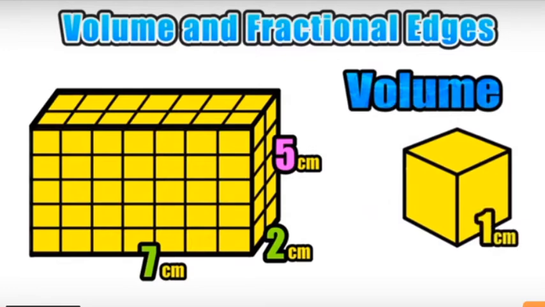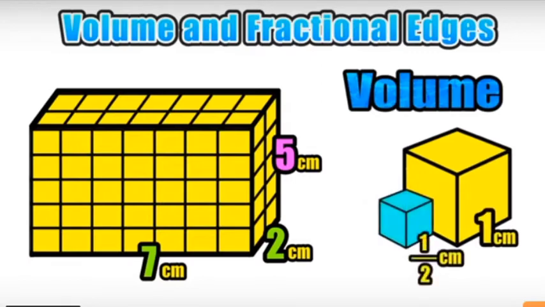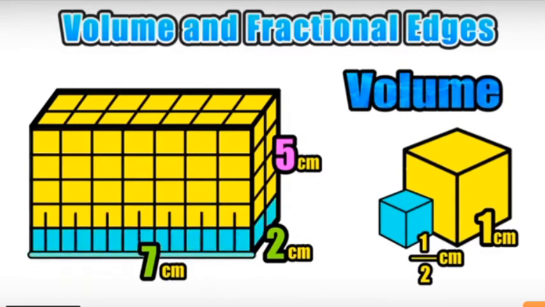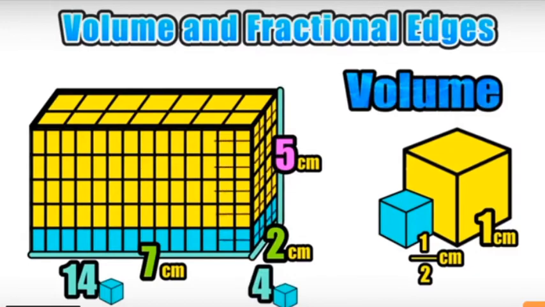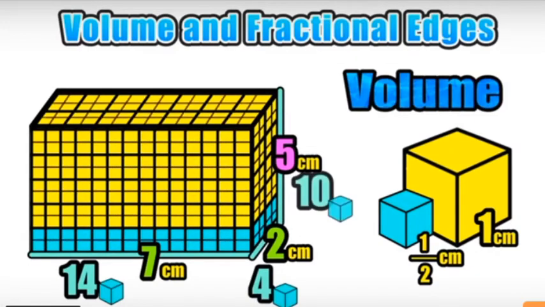For example, what if instead of expressing volume in 1 centimeter unit cubes, we wanted to express it in half centimeter unit cubes? Now, since this is a smaller unit, we should see that it's going to take several more of these smaller 1/2 centimeter unit cubes to fill the entire rectangular prism. Now, since the dimensions are half the size, we have to divide the length, the width, and the height by 2. Now, what this does is it doubles the amount of cubes on the length from 7 to 14. It doubles the amount of cubes in the width from 2 to 4. And it doubles the amount of cubes in the height from 5 to 10.